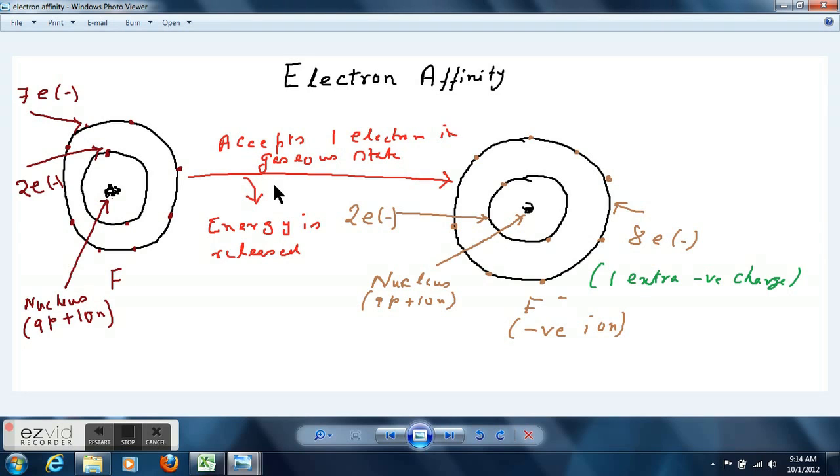So when it accepts the electron, it forms a negative fluoride ion. Now nucleus will still remain the same. The first shell will still have 2 electrons as before. Now the outermost shell will have 1 extra electron, that means now it will have 8 electrons. So this is the electron affinity. Now you got all the 3 definitions by example and diagram.